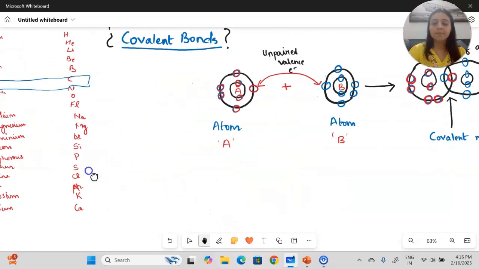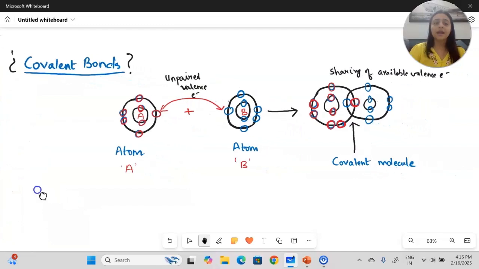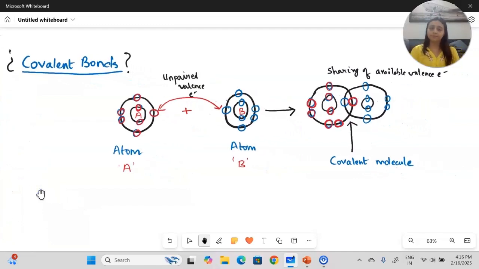As you can see in the picture of a covalent bond, there are 2 atoms, atom A and atom B. In the valence shell, how many electrons are there? 1, 2, 3, 4, 5, 6, 7. These are the total electrons present in atom A. And atom B also has 7 electrons. Now they need 1 electron to make themselves stable. So what will they do? They will share the electrons together like this.